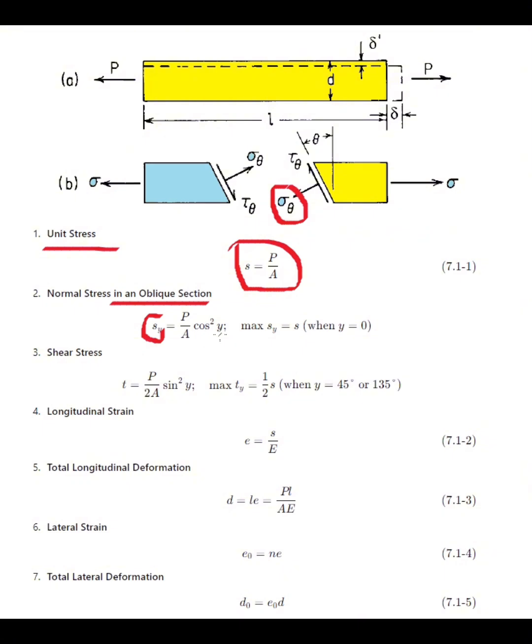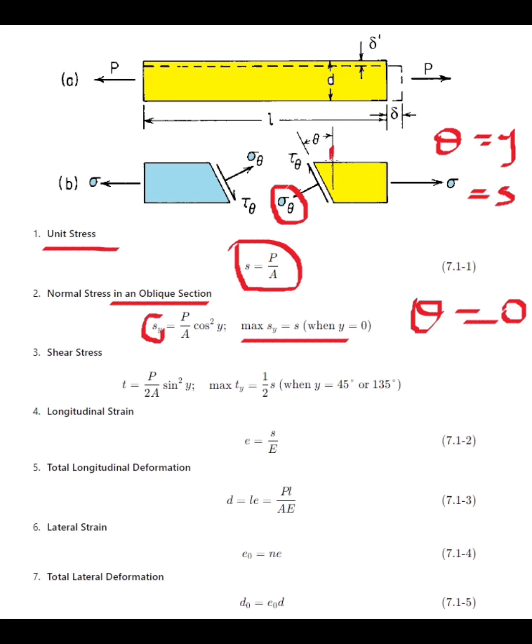Here this is the theta value. I'm taking theta as equivalent to the angle in this formula. Sigma is equivalent to S, just for clarity or simplification. And the maximum sigma theta happens when theta equals 0. When theta equals 0, the stress on the oblique plane will be equivalent to S, that's the maximum.